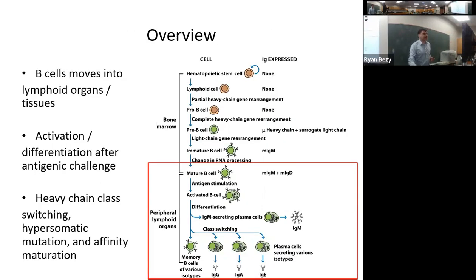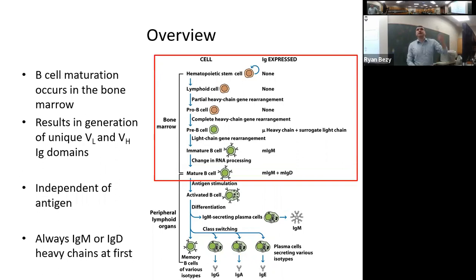Now, setup for some of this though. Well, I'm going to first talk about these beginning things today. Okay, we're going to focus on the maturation in the bone marrow.